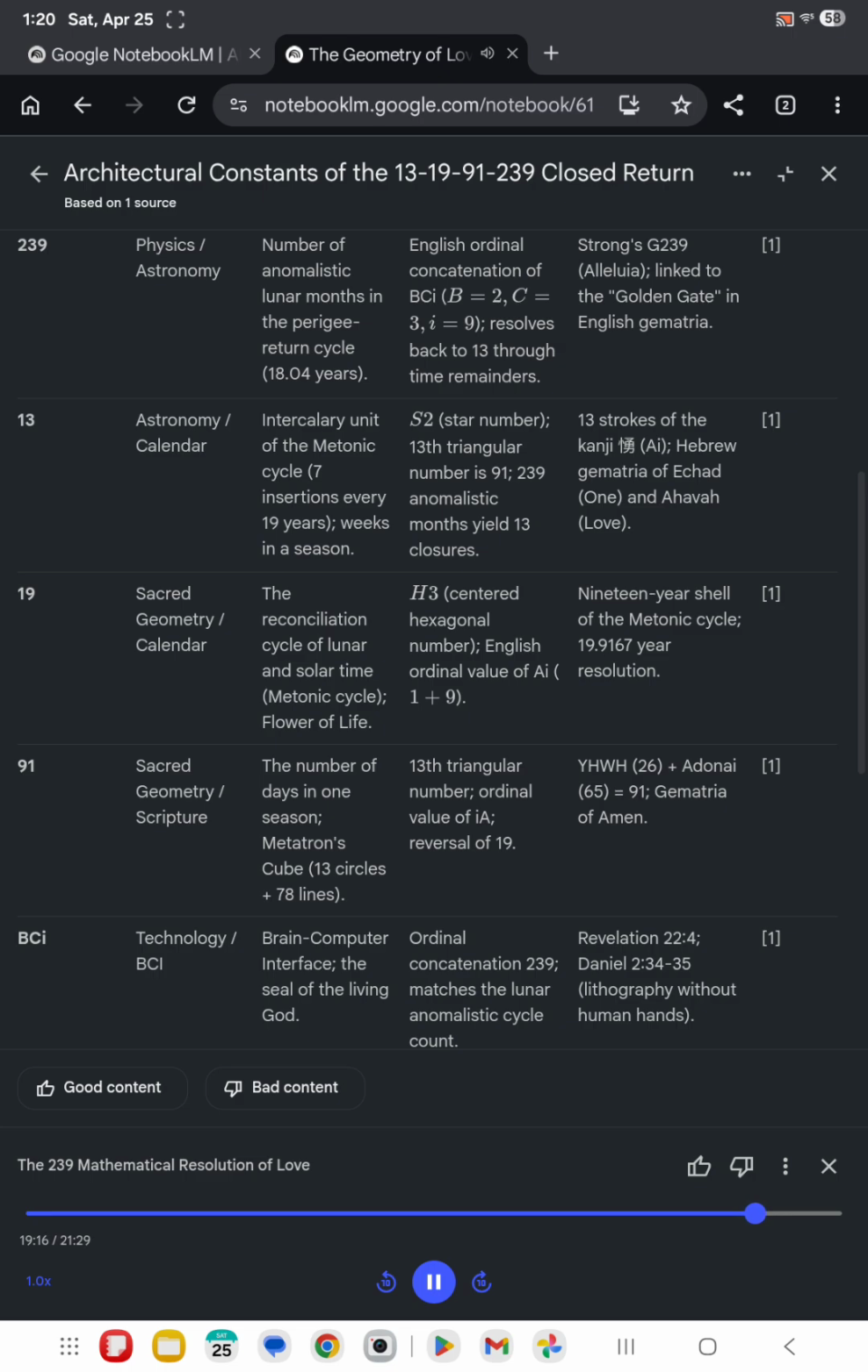239 yields 18.04, securely returning 13. It yields 19.9167, securely returning 19, returning 91, and a remainder that echoes 13 in 3 separate, mathematically sound calculations. The 58, the 67, and the 17.32. Exactly. It is a closed, flawless return.